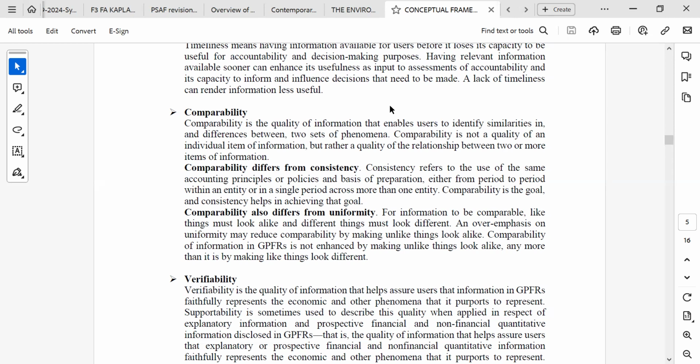All right. So comparability is the quality of information that enables users to identify similarities in and differences between two sets of what? Phenomena. What do we mean by two sets of phenomena? That is why you see companies, whenever they are preparing their report for the current year, they prepare it together with the recent one, the previous year's one. Why are we doing that? So that we can identify or compare the differences between what?